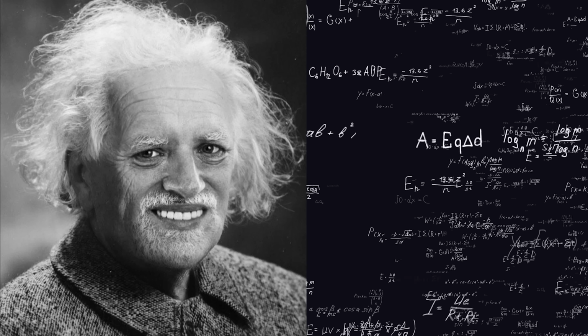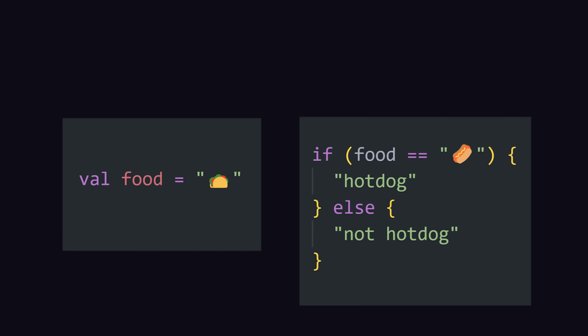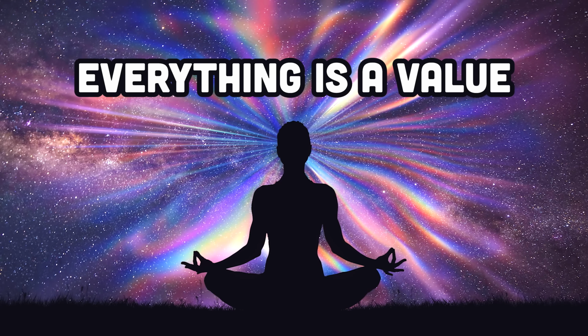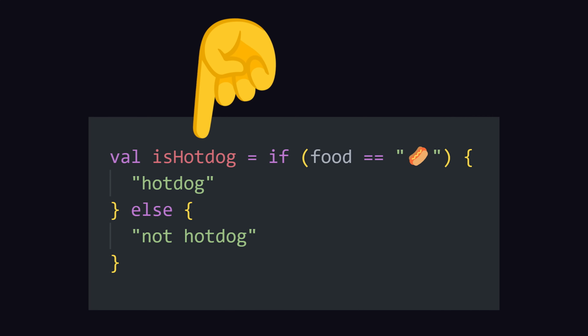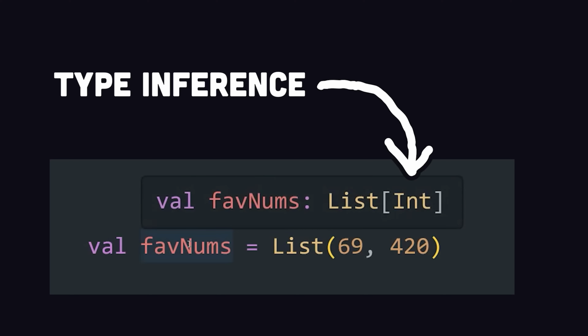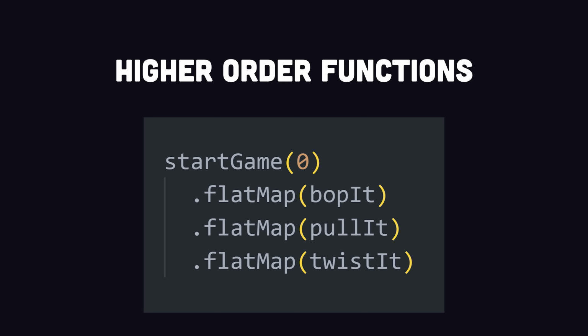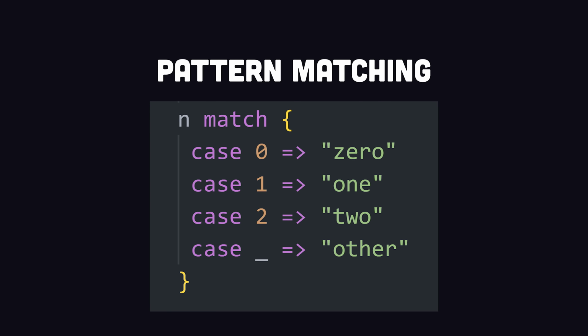But most importantly, it gets functional by making no distinction between statements and expressions. Everything is a value. That means every if statement or for loop can be assigned to a variable. When combined with type inference, the end result is concise, expressive, and safe code. And it provides features like higher order functions, null safety, pattern matching, and algebraic data types that dramatically reduce the amount of pain you'll suffer as a Java developer.